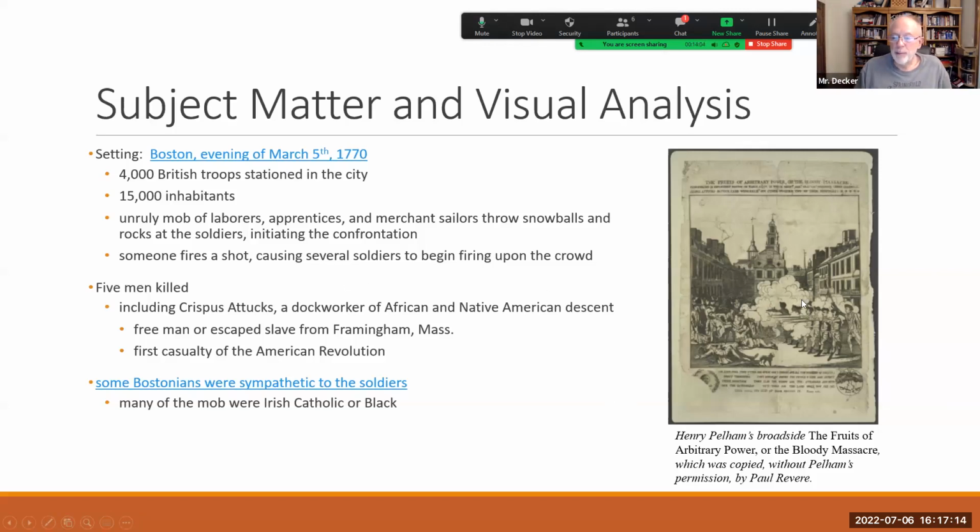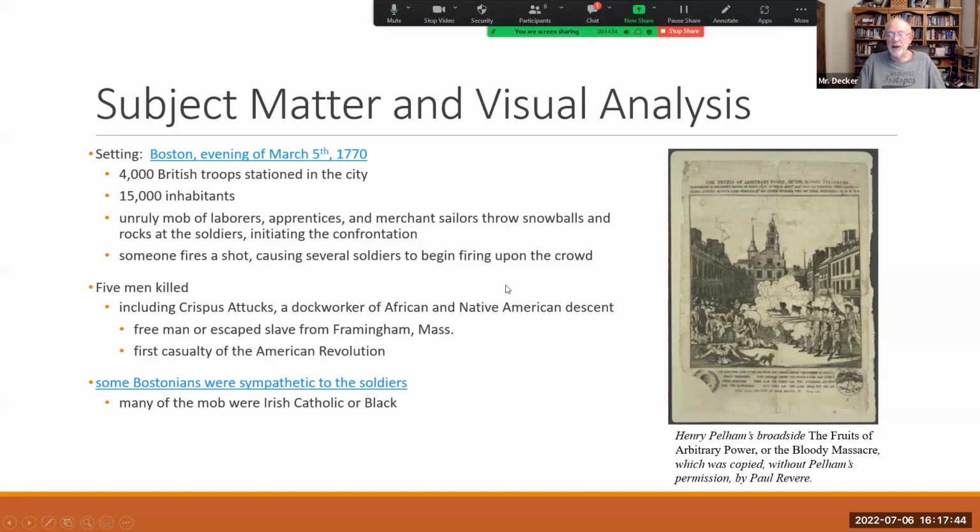Now, by the way, this here, which is a copy directly out of your art resource guide, is Henry Pelham's broadside titled The Fruits of Arbitrary Power, or The Bloody Massacre, which was copied without Pelham's permission by Paul Revere. And we're going to compare side by side Paul Revere's version and Pelham's version. And knowing that Pelham did it first, you'll be able to clearly see where Revere did massive plagiarizing. So let me see if I've got a couple of links here, some good stuff. There we go.